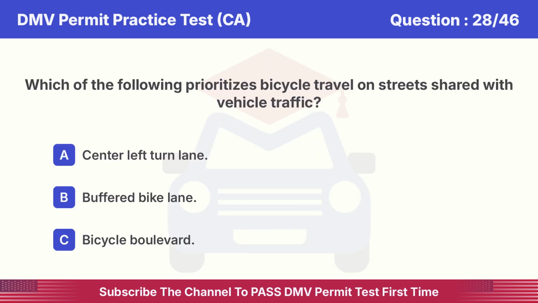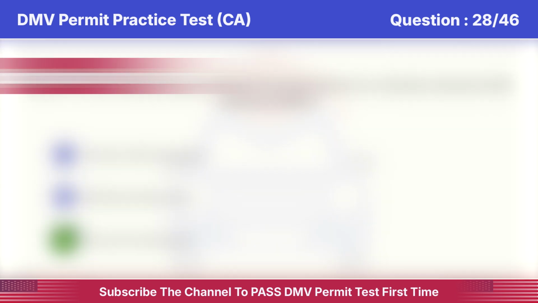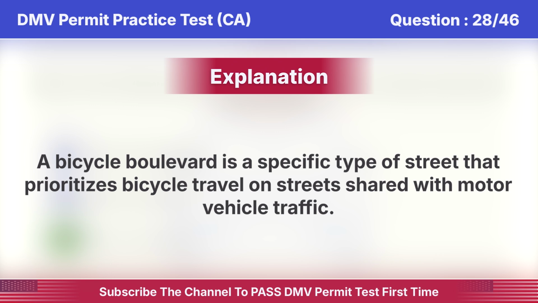Question 28. Which of the following prioritizes bicycle travel on streets shared with vehicle traffic? Option A, center left turn lane. B, buffered bike lane. C, bicycle boulevard. Answer is C, bicycle boulevard. A bicycle boulevard is a specific type of street that prioritizes bicycle travel on streets shared with motor vehicle traffic.